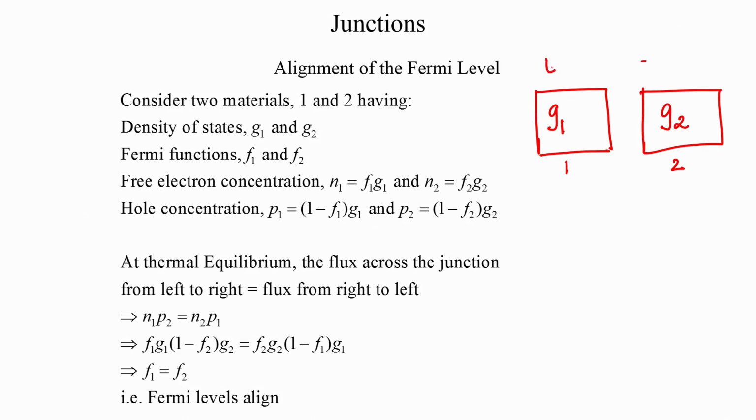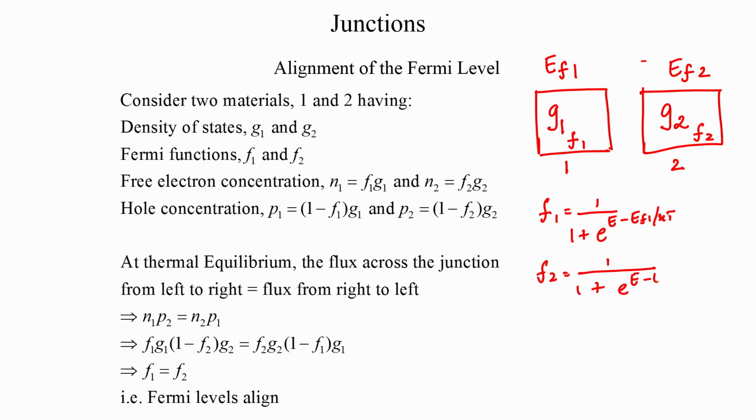Material 1 has a Fermi level located at EF1 and material 2 has a Fermi level located at EF2, and depending upon the location of the Fermi level, material 1 will have a Fermi function called F1 and material 2 will have a Fermi function F2. So, F1 would be 1 by 1 plus e to the power (E minus EF1) by kT, and F2 would be of the form 1 by 1 plus e to the power (E minus EF2) by kT.